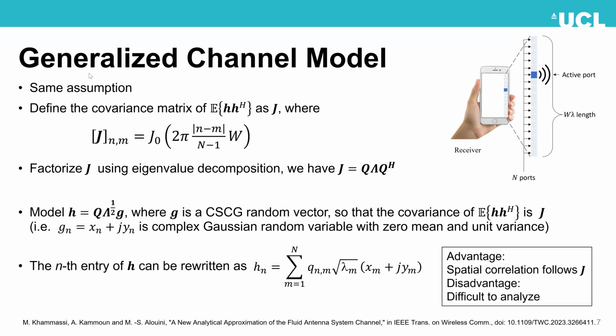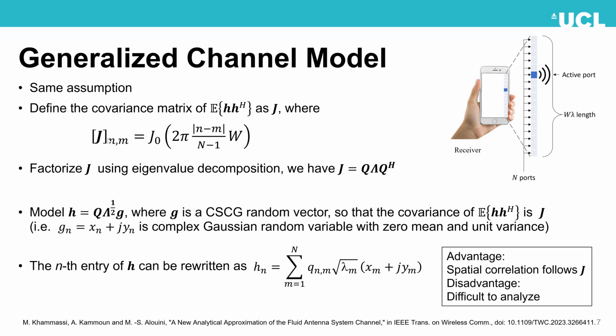Next, we'll discuss the generalized channel model. This channel model is based on the same assumption as the classical channel model, but it is proposed so that the covariance will follow the Jakes' assumption. So how to do that? Well, to do that, we can first define the covariance matrix of H as J, where the nm entry of J can be computed using this equation here.